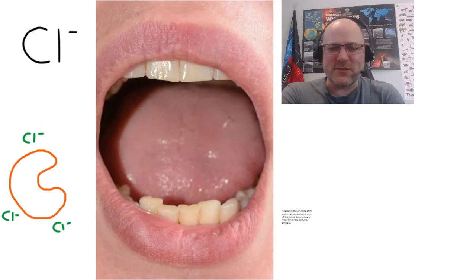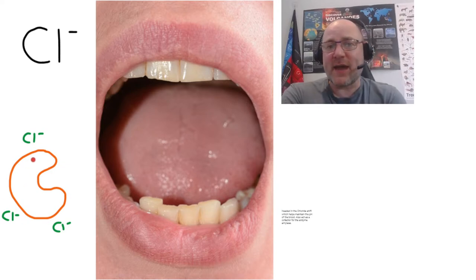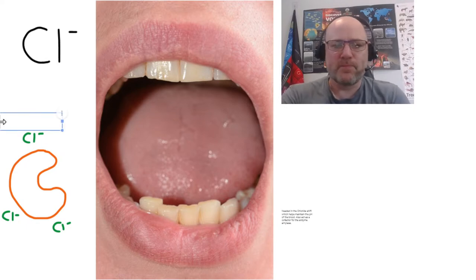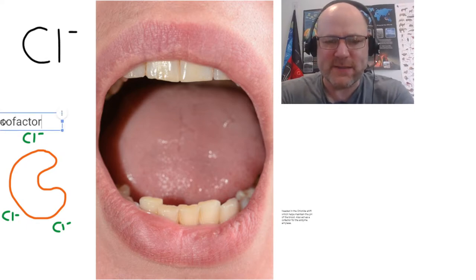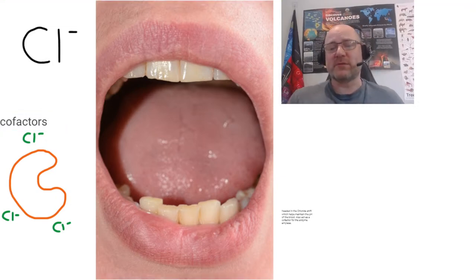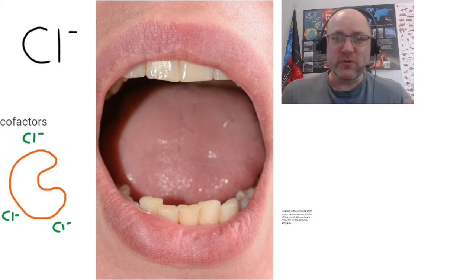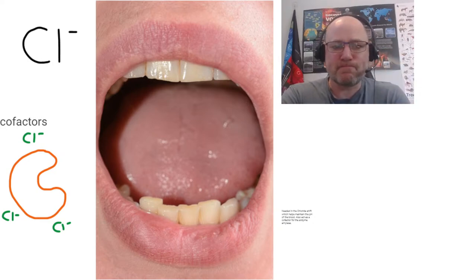The enzyme requires chloride ions in order for it to work. We say they're cofactors. So chloride ions are cofactors that help amylase work. It wouldn't work without them. So do you need chloride ions in your body? Yes, otherwise you can't digest starch, which is a fantastic energy molecule.